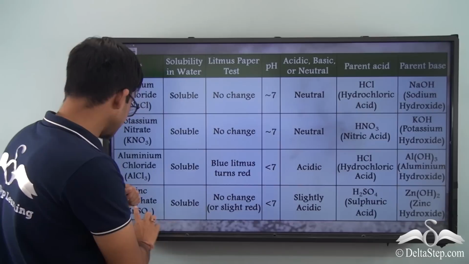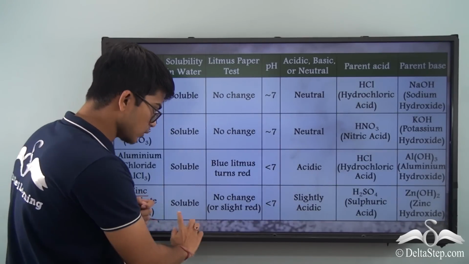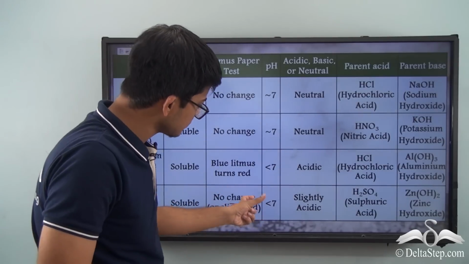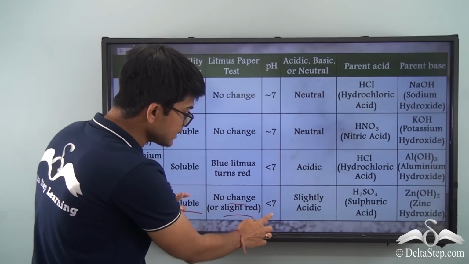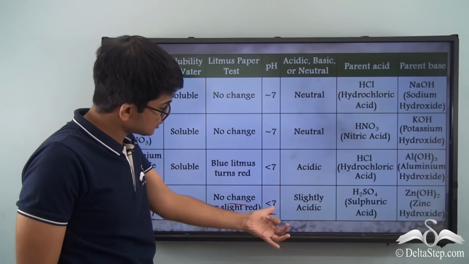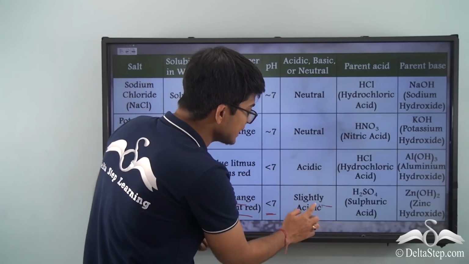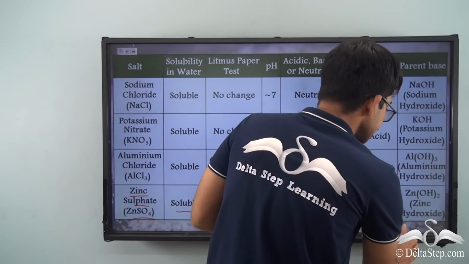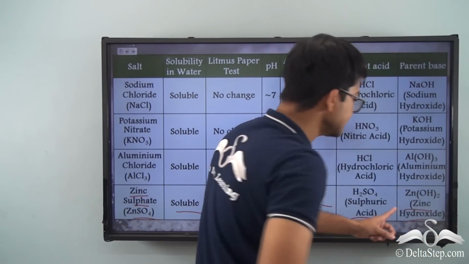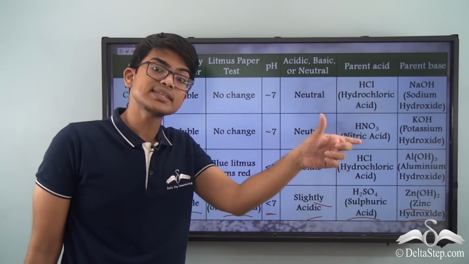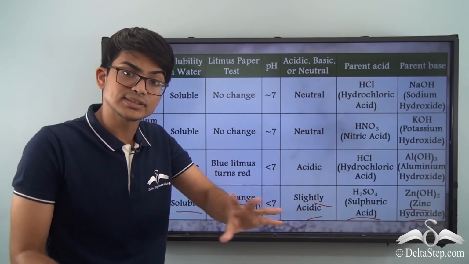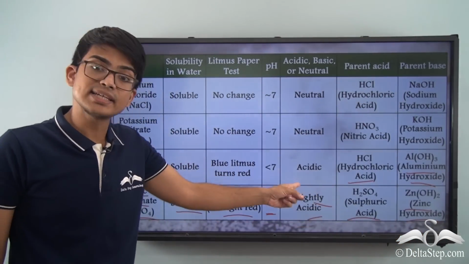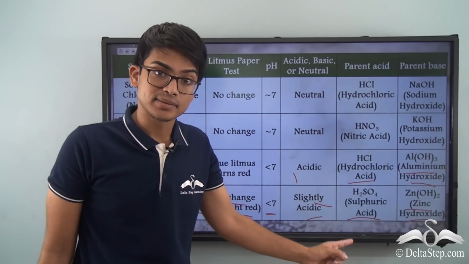Similarly we have zinc sulfate, ZnSO4, which is again soluble, with no change or slightly red. The litmus will be slightly red, and the pH is also less than 7. We don't get the accurate pH, but it's less than 7 and slightly acidic. From this you can understand that sulfuric acid is a strong acid and zinc hydroxide is a weak base, but the difference in strength between the acid and base is not as much as in the previous case, hydrochloric acid and aluminium hydroxide, which is why that was entirely acidic. In this case it's slightly acidic.